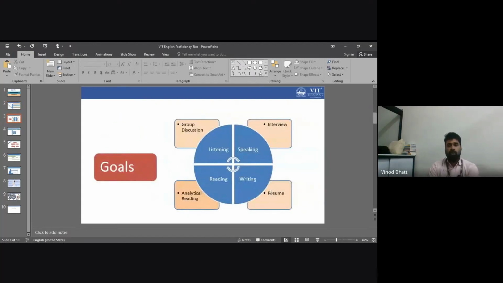And when we talk about the goal, look at these four terms I have written here. The first one is group discussion, the second one is interview, the third one is analytical reading, and the fourth one is resume writing. These four components are very important as far as your placement or career opportunity is concerned. Probably our placement office would brief you on how to deal with the placement procedure, but just to give you an idea of how language can give you a push to grab these opportunities.